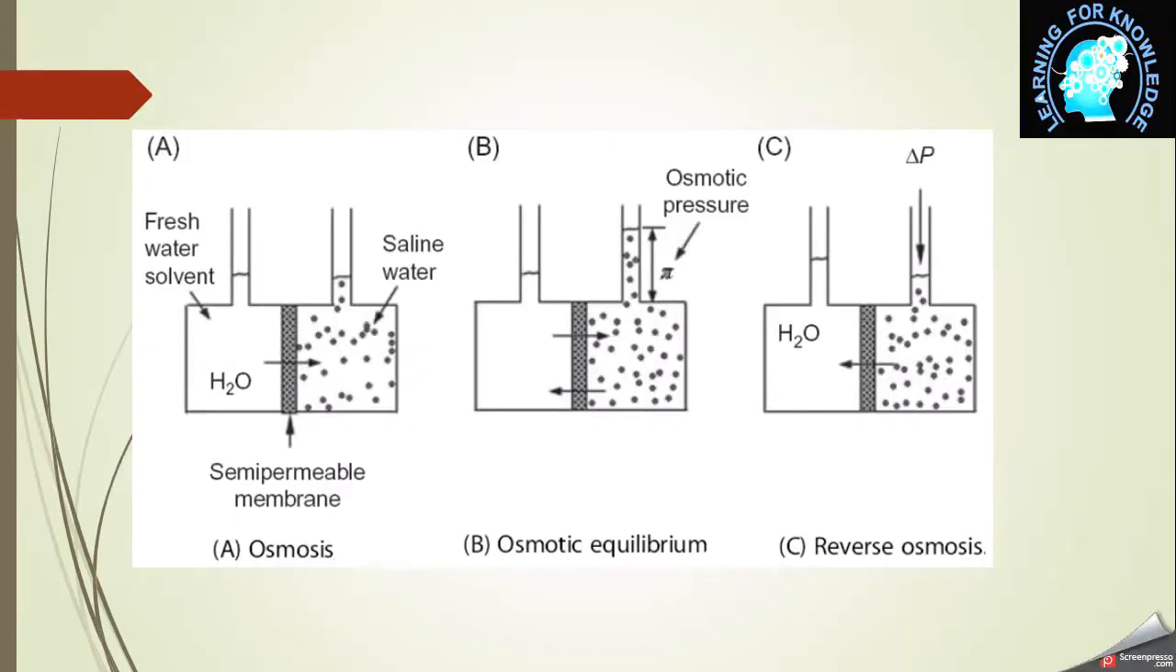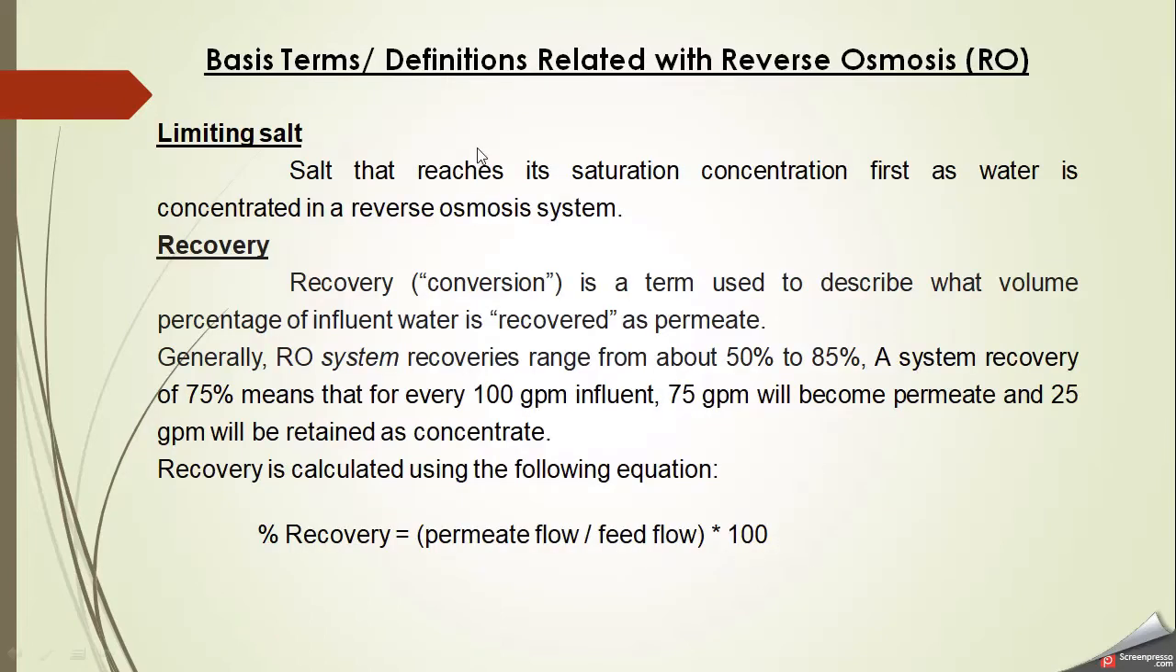We are repeating the concept of reverse osmosis. In the first figure, A, you can see the process of osmosis, and in figure B, osmotic equilibrium is developed between these two compartments, which are separated by a semi-permeable membrane. In the third diagram, C, this is reverse osmosis, when we overcome the osmotic pressure as well as the resistance of the membrane. So this process becomes reverse osmosis. Now, we will continue with basic terms and definitions related to reverse osmosis.